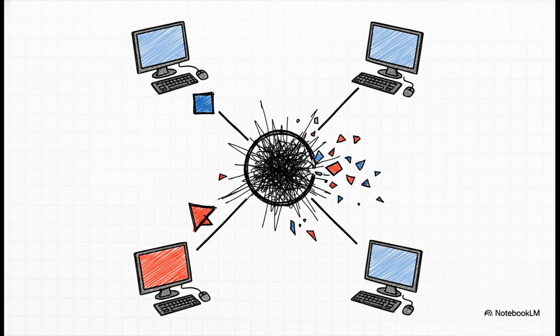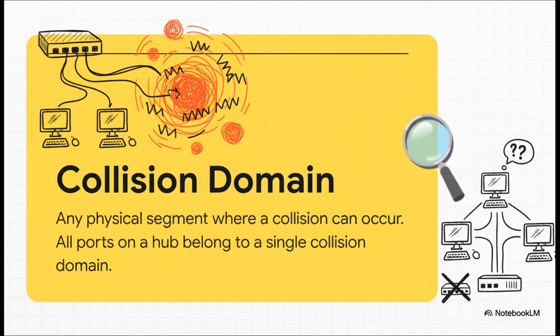The data from both computers gets all jumbled up, and they both have to stop, wait a moment, and try to send their message all over again. This brings us to a really critical networking term, a collision domain. When you use a hub, your entire network, every single computer plugged into it, is part of one giant collision domain. So the more computers you add, the more shouting and the more collisions you get. Everything just grinds to a halt. It works for our 2 little computers, but you can see how this is not going to scale.